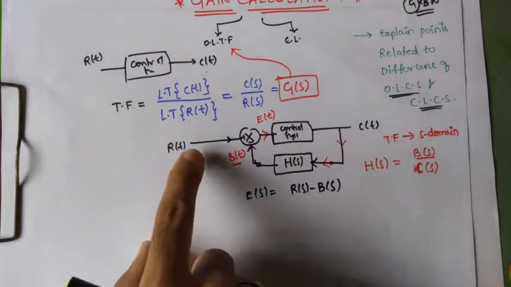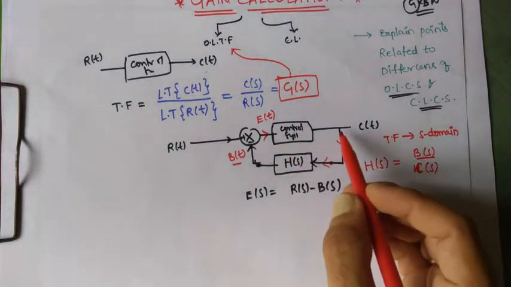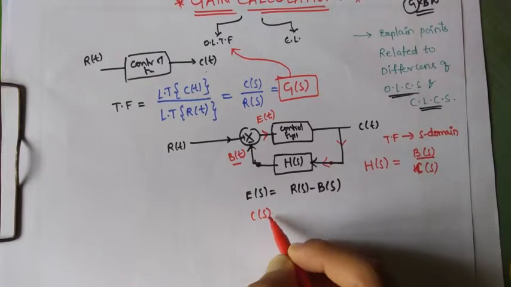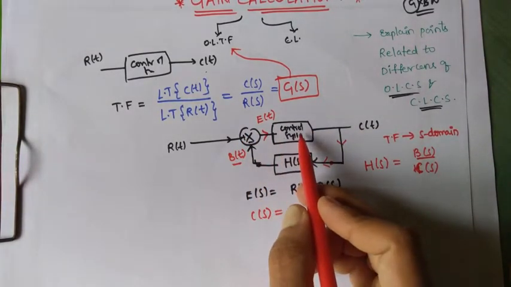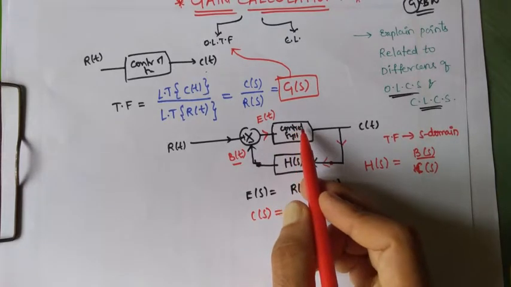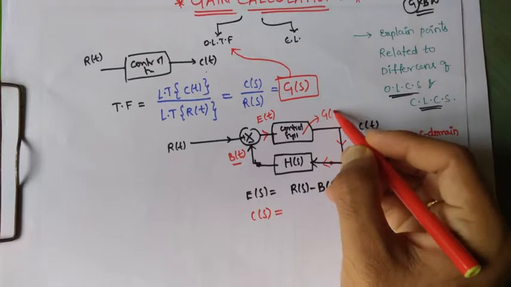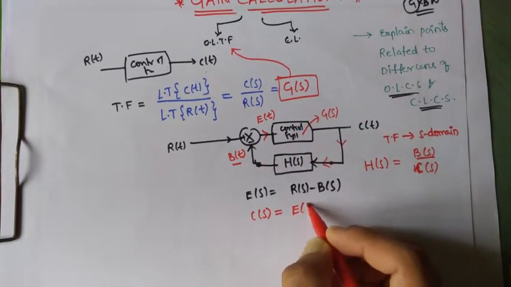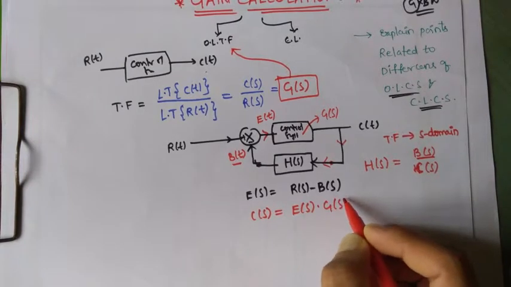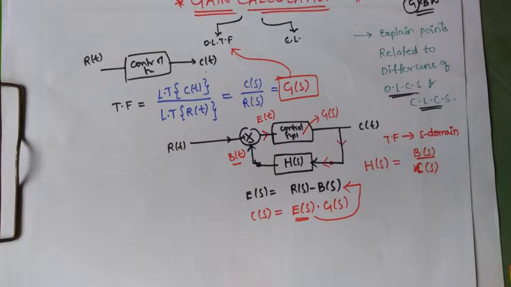So from this you can write R(s) − B(s) = E(s). Now you can write the output C(s) as E(s) times G(s), as this is the open loop system. You can write the transfer function of this as G(s) from the derived equation earlier, that is E(s) into G(s).